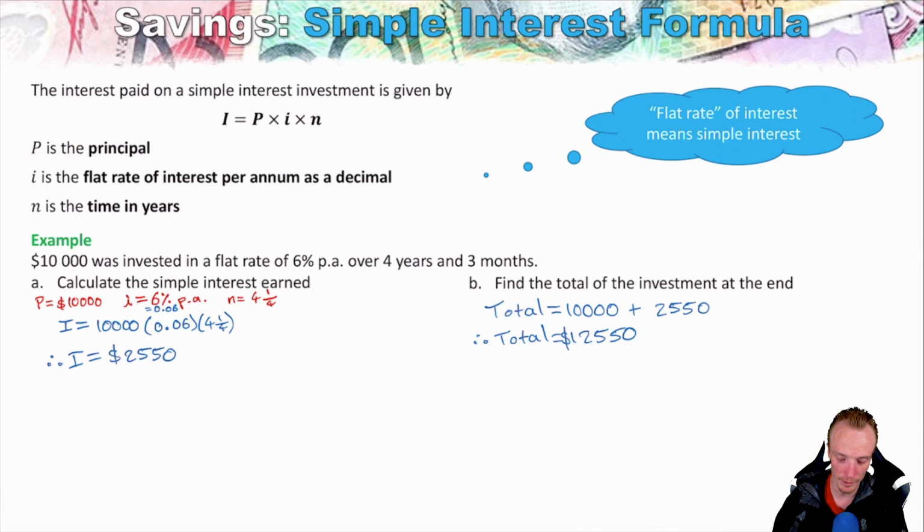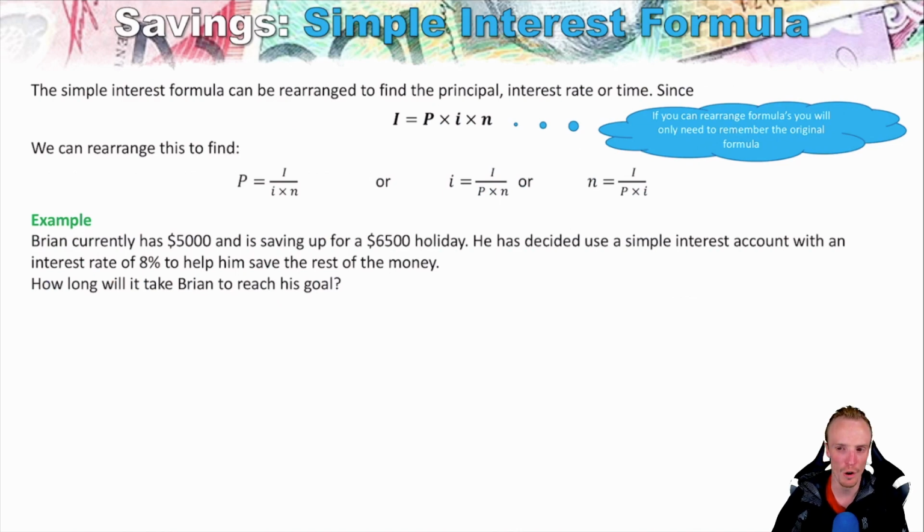Now, this formula can be rearranged. We can rearrange it to calculate the principal, the interest, and the time. It's really, really good if you know how to rearrange formulas, because if you know how to rearrange formulas, you essentially only need to remember this first formula, and you can then just plug the numbers in, rearrange it, and get the other formulas out, essentially, to be able to find the principal, to be able to find the interest rate, or to be able to find the time. I know you can just write these down because they'll always be the same, but I think knowing how to rearrange the formula is really, really useful.